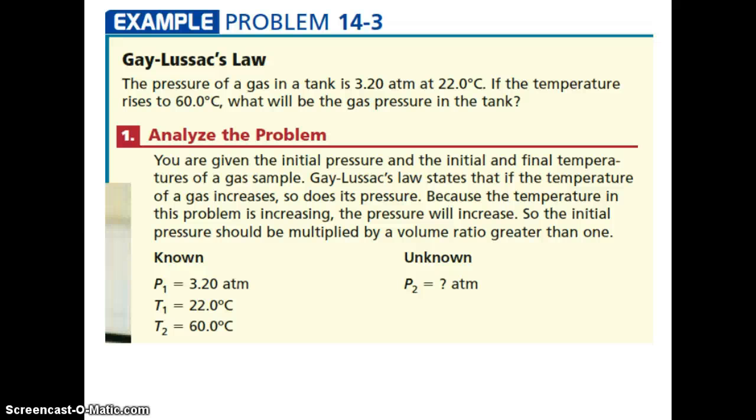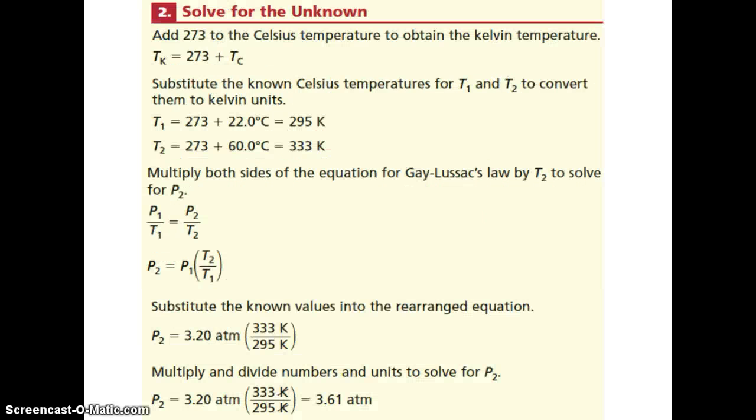3.2 atmospheres at 22 Celsius. Raised up the temperature, almost tripled it, but only in Celsius. We still need to change it back to Kelvin. How does it affect the pressure? Well, you know the pressure is going to go up. Let's just see how much. And you see the same setup that we did for Charles's law.